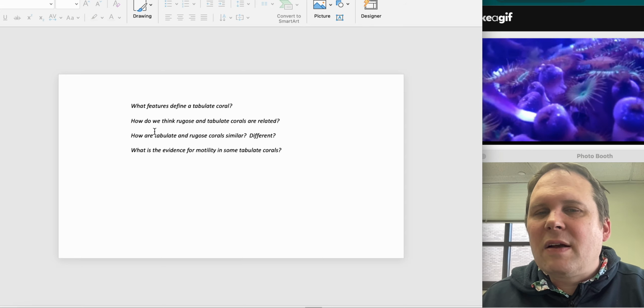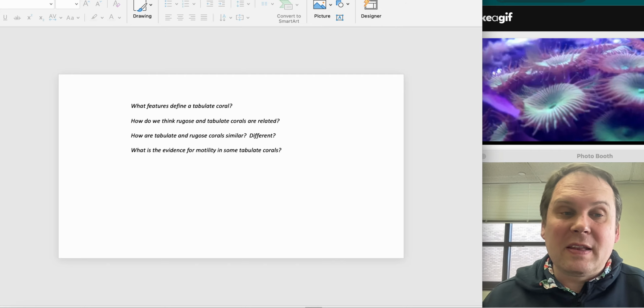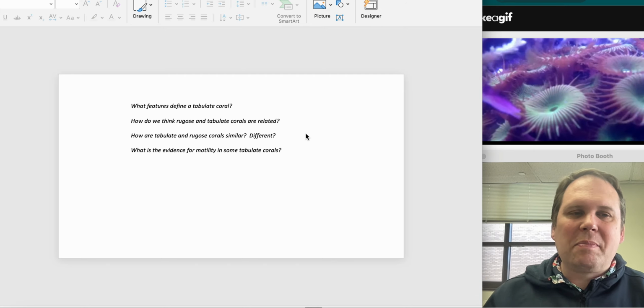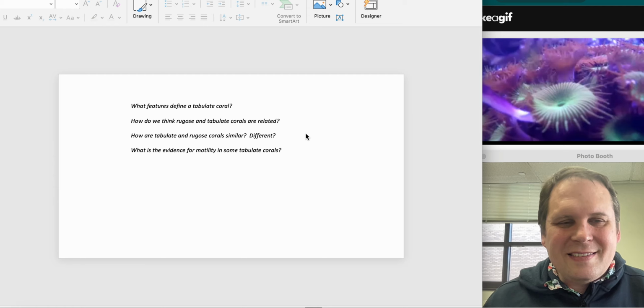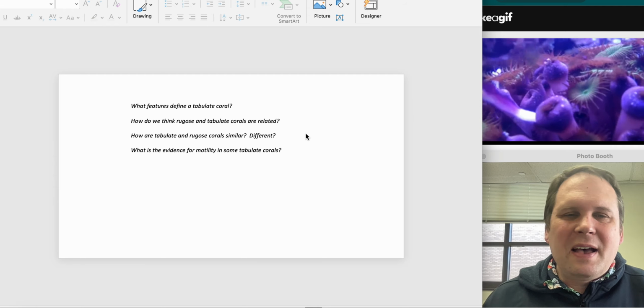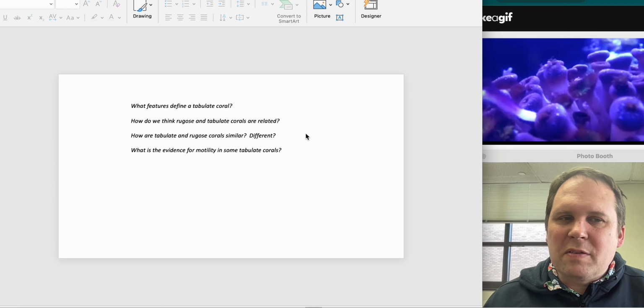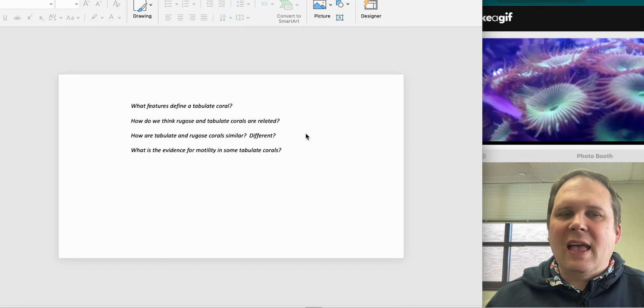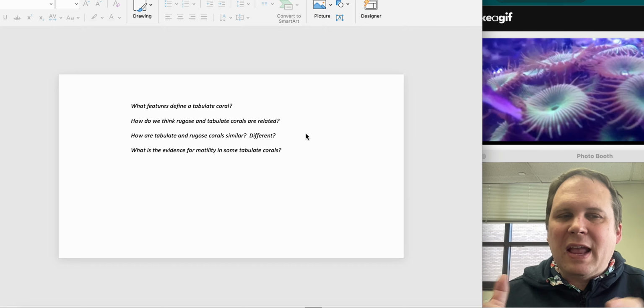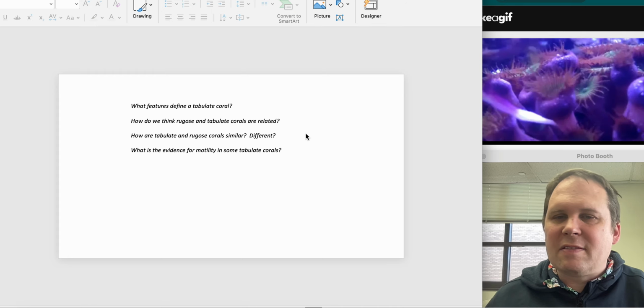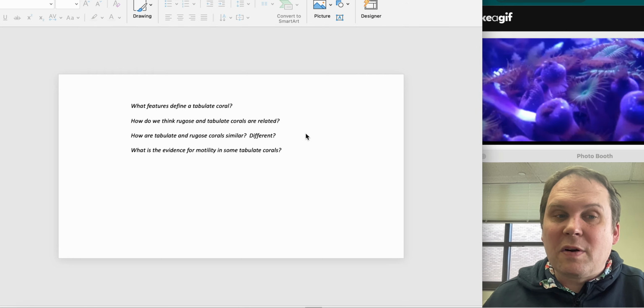How do we think rugose and tabulate corals are related, at least according to that hypothesis, which comes from the Treatise on Invertebrate Paleontology? It looks as though tabulate corals may have come first, and rugose corals may be a branch that came out of those, sort of a specialized branch. We will talk about those more, I promise.